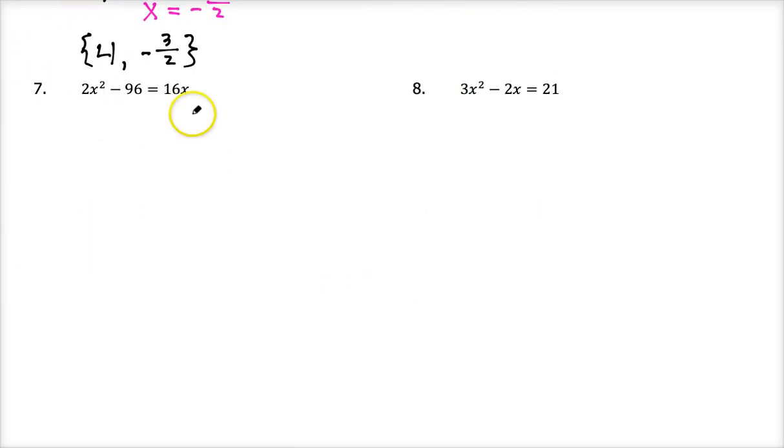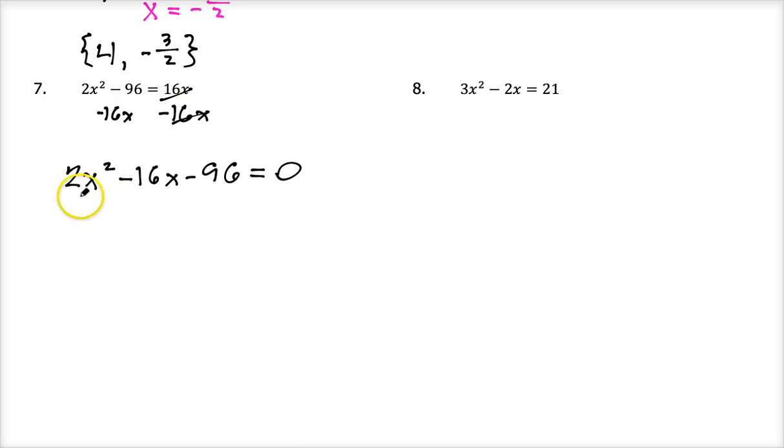Okay, number 7, we have 2x squared minus 96 equals 16x. Again, we're going to set this equation equal to 0, and so we'll do that by subtracting 16x from both sides. And when I do that, I get 2x squared minus 16x minus 96 equals 0.